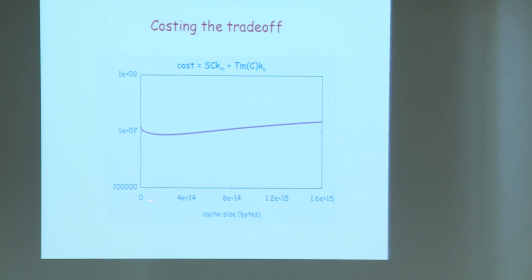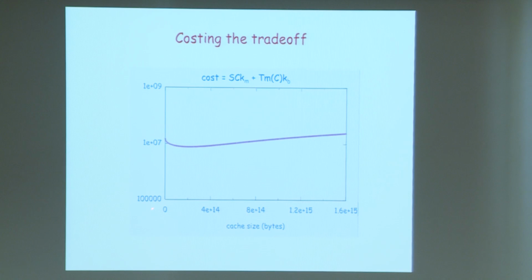The x-axis is the cache size in bytes. This is the maximum, and this is zero. And this is the cost of this simplified cost formula. On the left, when C is zero, this is equal to the maximum cost of bandwidth. If you didn't have any caches, you'd have to dimension your network to carry all that traffic T. And on the right, that's if you put a cache which is capable of stocking everything. You don't need any bandwidth, but you do need to pay for all this cache.